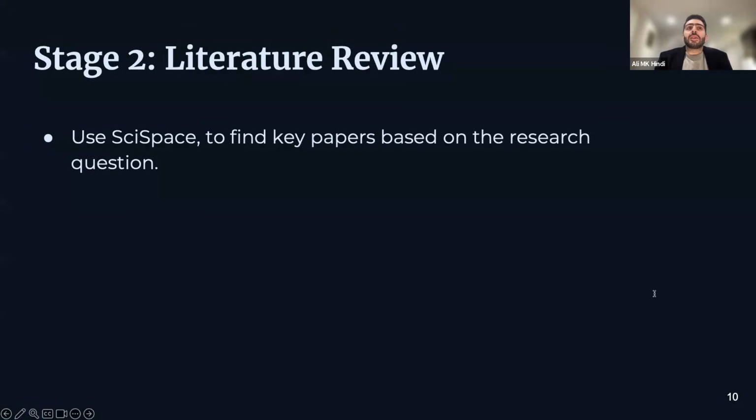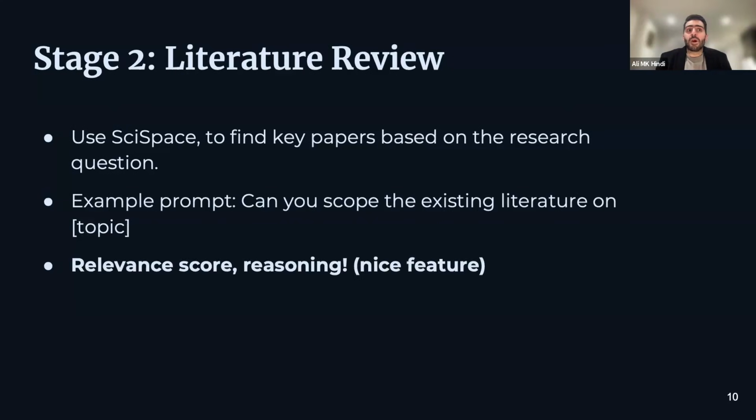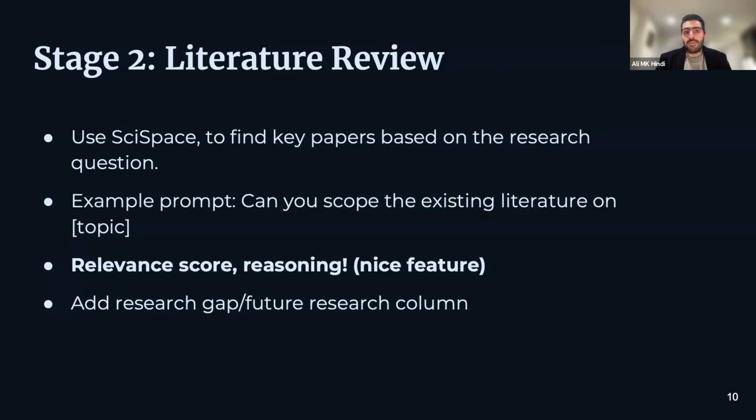So as I said, I think this is where one of the key things you can use AI is to find key papers based on the research question. Using this prompt, I really like the relevance score and reasoning. I think that's a nice feature that can give you a feel for which papers, rather than just spitting out a lot of papers. And then there's that little summary table column, which you can add the research gap or future research.